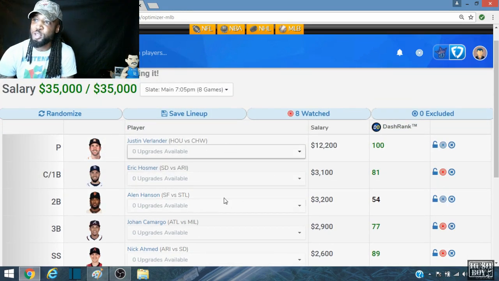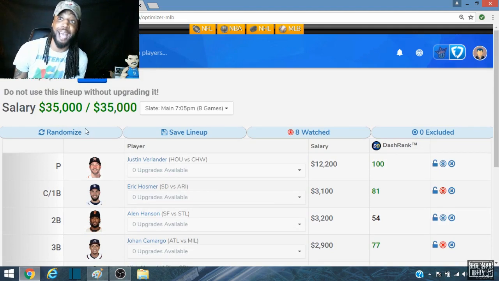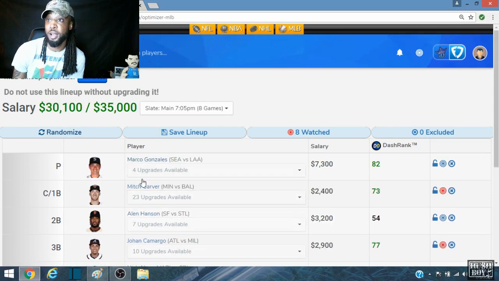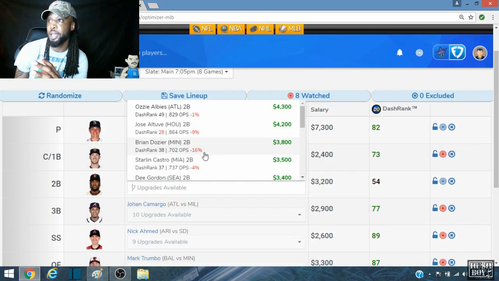Then they added 2 more for me so I can use my max amount of money and gave me the best lineup I can get. I can randomize it and get some more players right here. They'll add 2 more in there for me. And see, now I got some money to mess around with so I can do these upgrades. That's what I want to do. We got a low dash rank right here on our second baseman. Allen, we got to get him out of here.